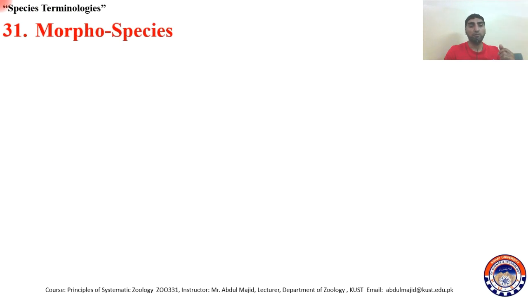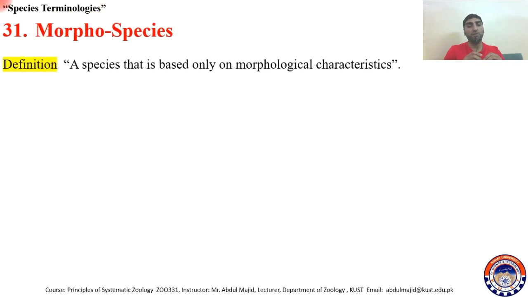Then there is a morpho-species. This is a species that is based only on morphological characteristics. So when we identify a species only using its morphological characteristics, it is known as a morpho-species.